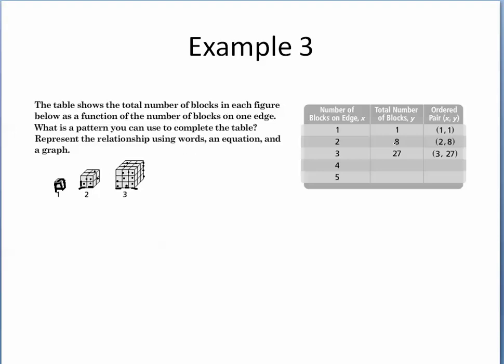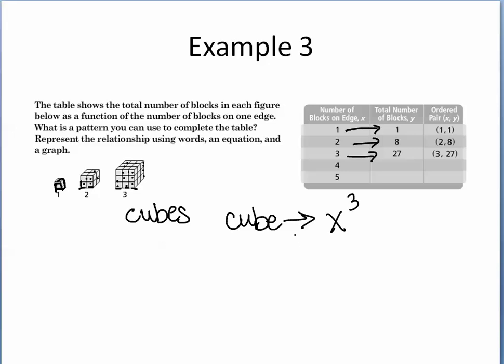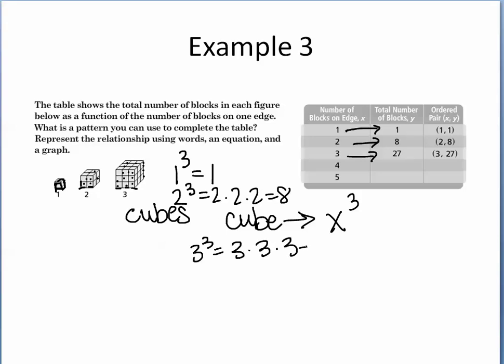Well, let's just look at what's happening. What's happening to the 1, to the 2, to the 3 to get these numbers? These are called cubes because we are actually cubing things. So to cube something is to take it and multiply it times itself 3 times. And so what's happening is we're cubing this x. 1 cubed is 1. 2 cubed is 2 times 2 times 2, which is 8. 3 cubed is 3 times 3 times 3, which is 27.